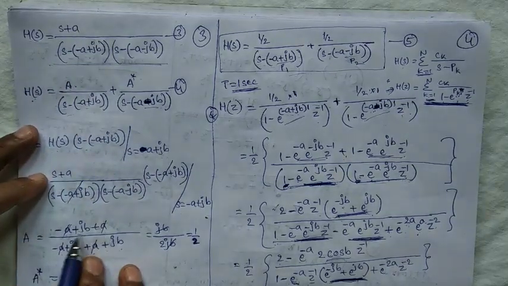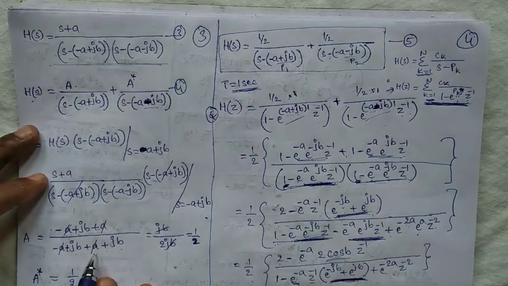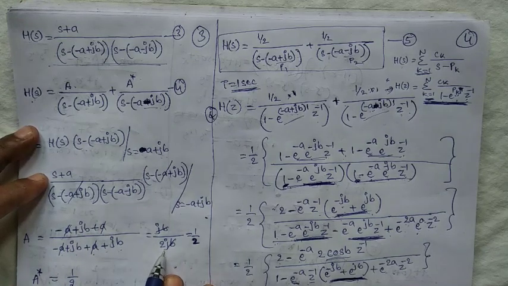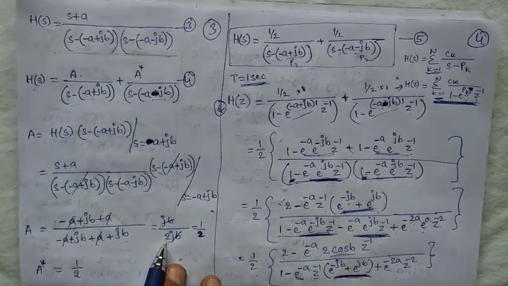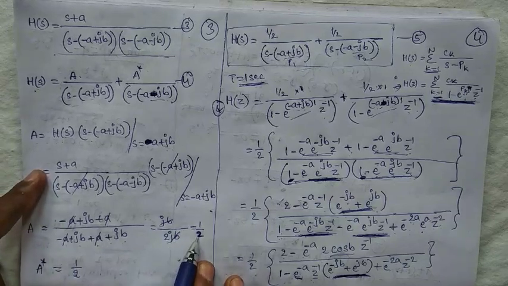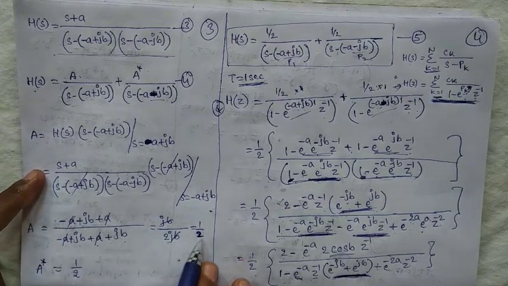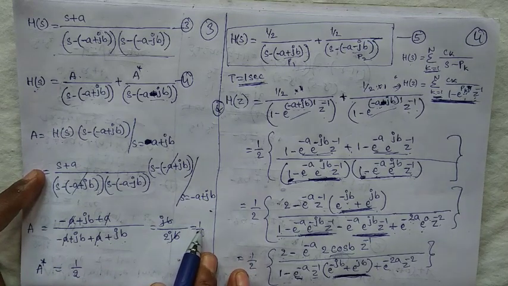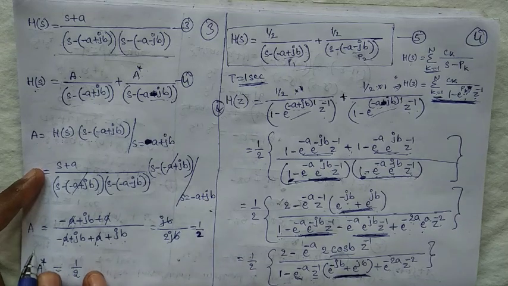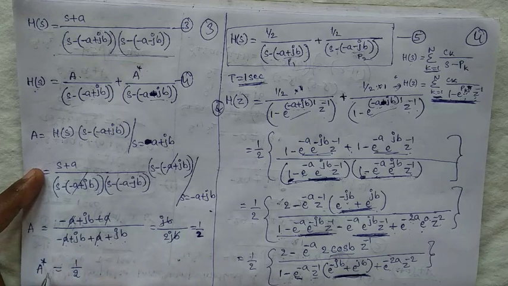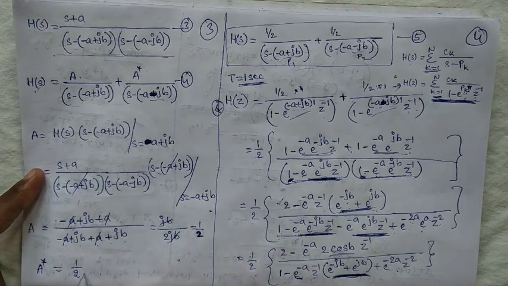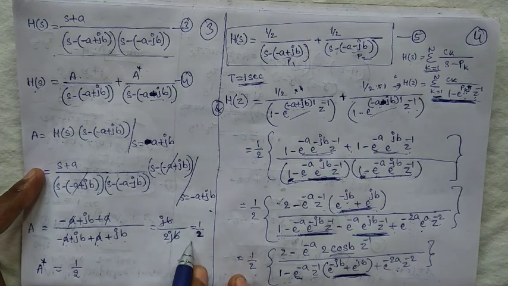In the numerator and denominator, minus a plus a gets cancelled. Here jb by 2jb, which is equal to 1 by 2. The A value is a real, rational value. Simply, we are determining the A conjugate. Here the conjugate of A is also a real value, equal to what? 1 by 2.